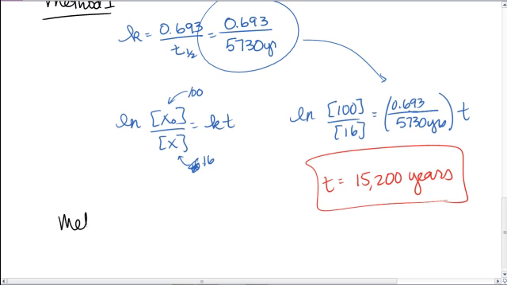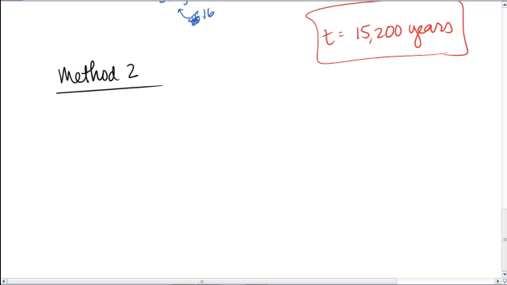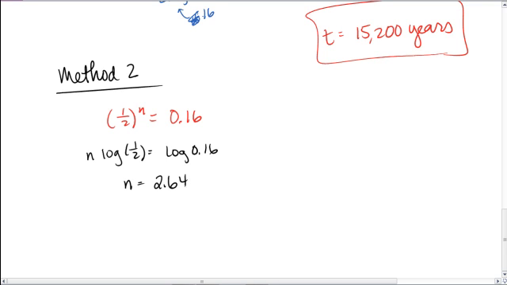Another way to answer that same question, method 2, is using the other equation I gave you. And that is where you take 1/2 to the nth power is equal to the fraction that remains. Well, the fraction that remains is 0.16, just taking my percentage into a decimal. All right, if you're going to use that, we've got to take the log of both sides. So n log of 1/2 is equal to the log of 0.16. And you can go ahead and solve for n, and n is 2.64.